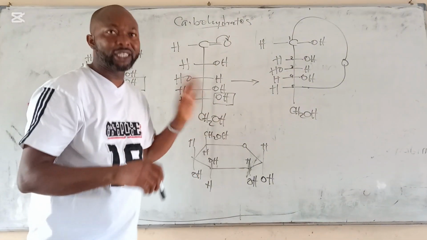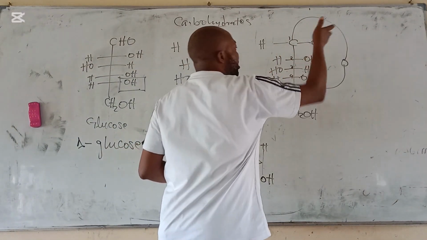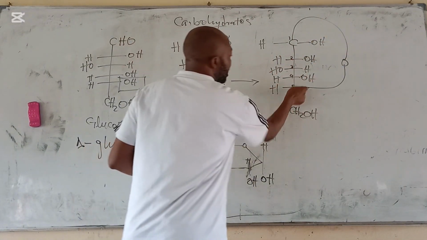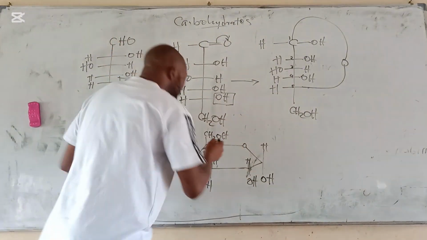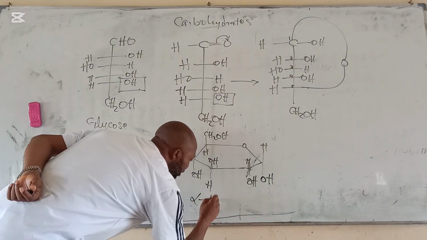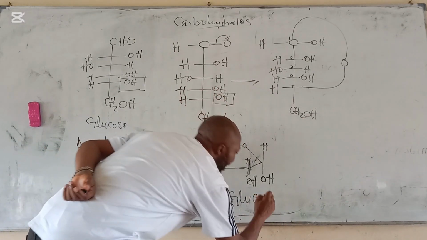Now, what is the name? Remember, I said the OH is at the right, so it's alpha. This last OH down here is at the right, so it's called D. So I'll say this is alpha-D-glucopyranose.